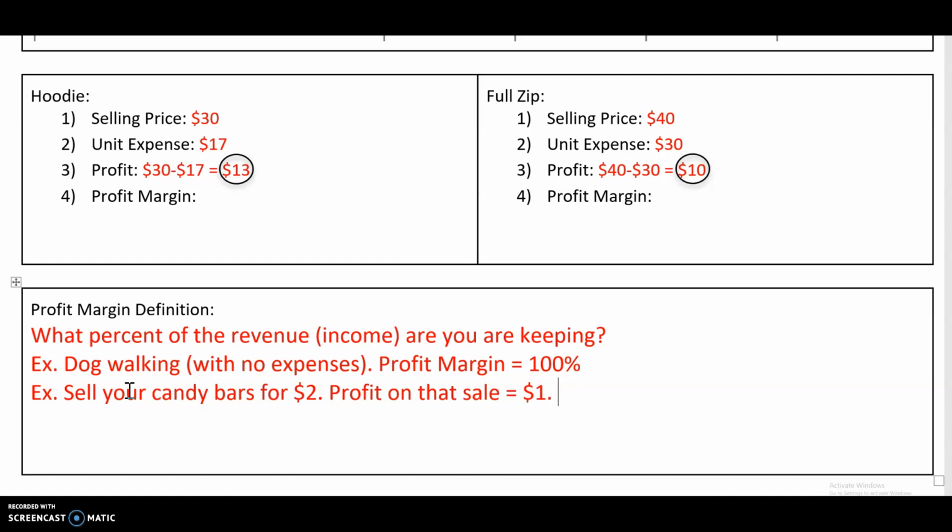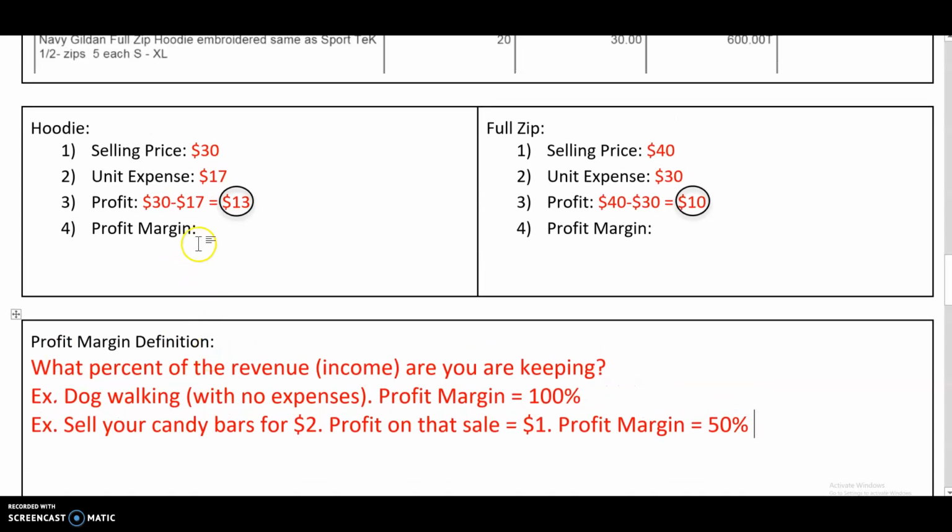Okay, what percentage of the revenue are you keeping? You're keeping half of it because you're keeping $1 out of $2. So your profit margin would be 50%. You're keeping half of every sale because you paid $1 and you sold it for $2, so you're only keeping $1. Okay, those are good examples to talk about 100% or 50%. I think they make intuitive sense.